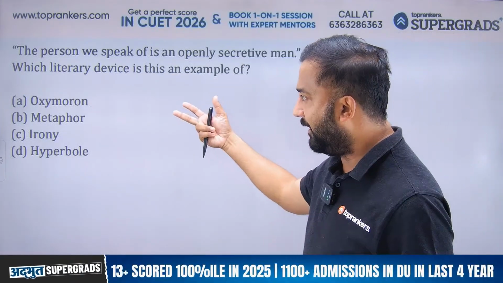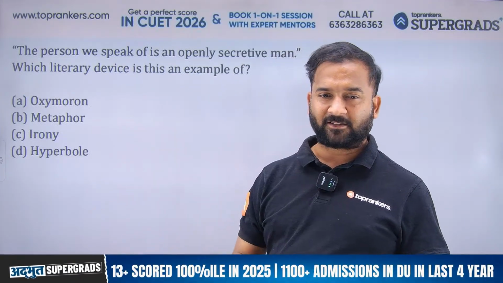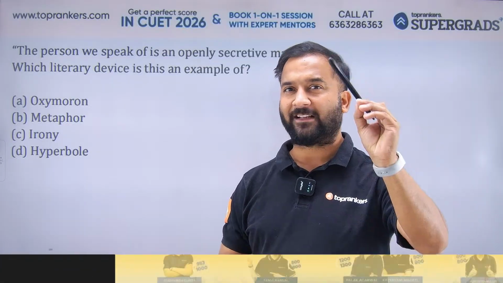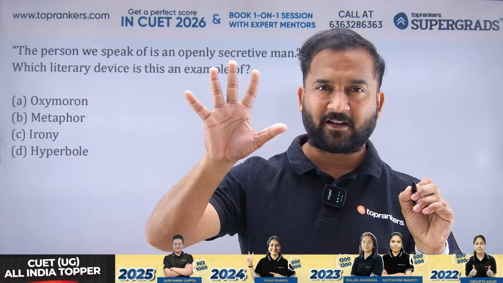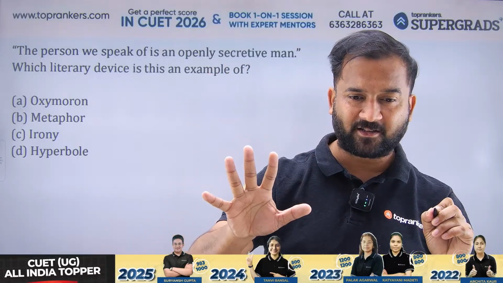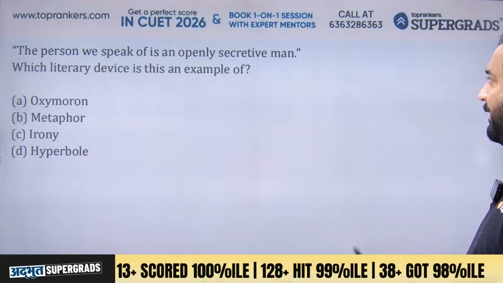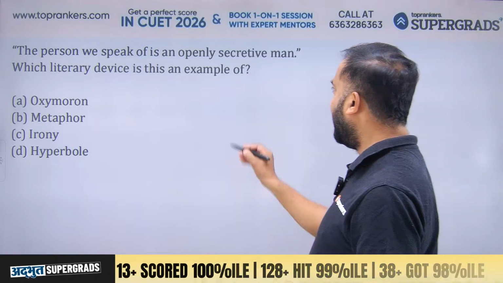Let's move back again to what we were discussing. We were discussing literary devices. We were discussing figures of speech. एक ऐसा टॉपिक जो एग्जाम में तुम्हें 5 मार्क्स दे के जाने वाला है. The person we speak of is an openly secretive man.